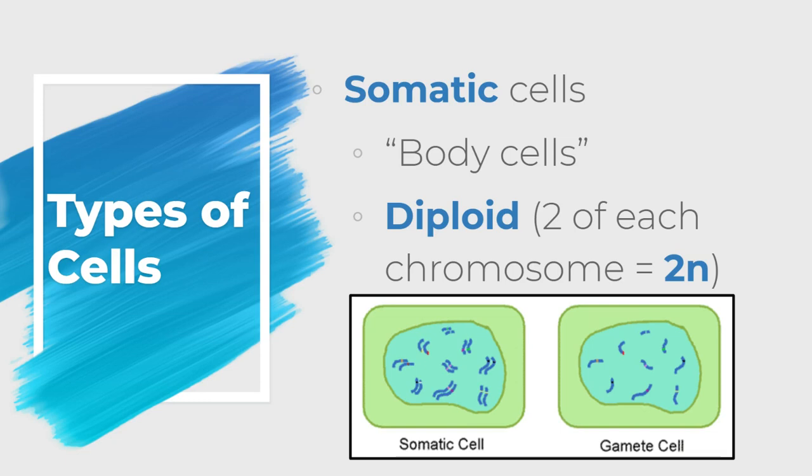The prefix di means two, so diploid cells have two of each chromosome. So we represent a chromosome with the letter N. So a 2N means that you have two of each chromosome. So that's how we are going to refer to diploid cells. We call them 2N because they have two of each chromosome. One is from mom, one is from dad.